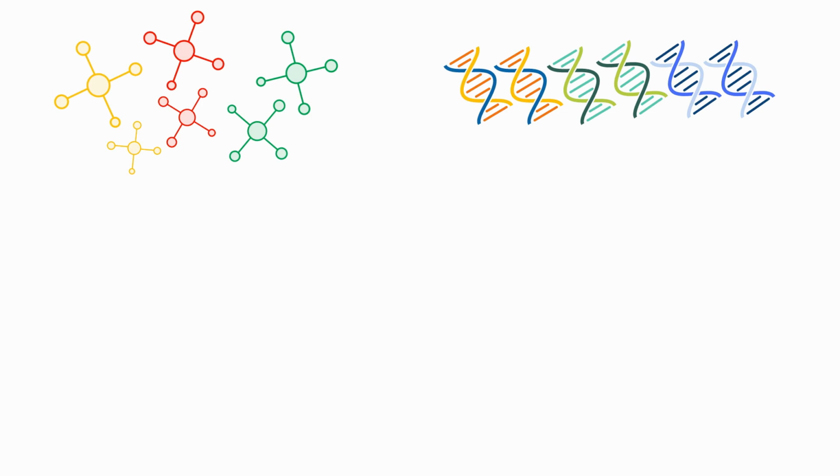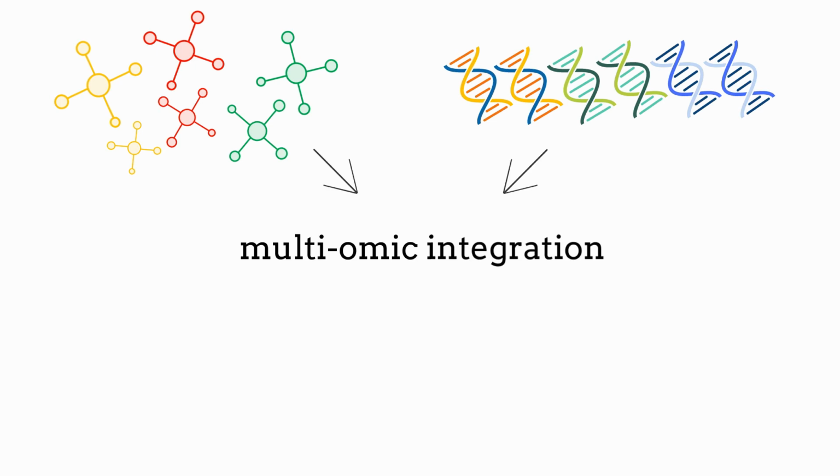Omic datasets can also be combined using multi-omic integration. This is a powerful approach to studying omic data since it provides a more complete picture and it enables you to model the interaction between different molecules.